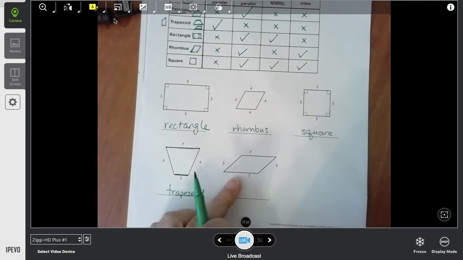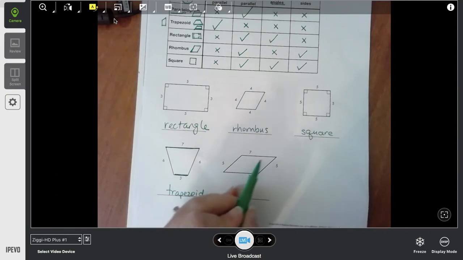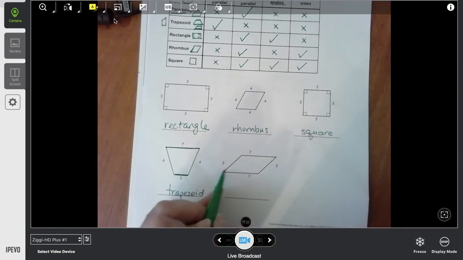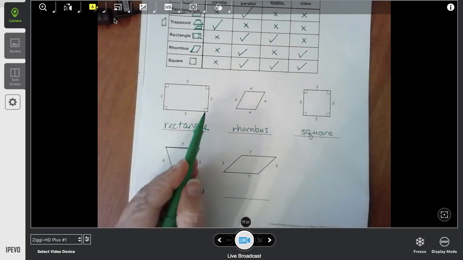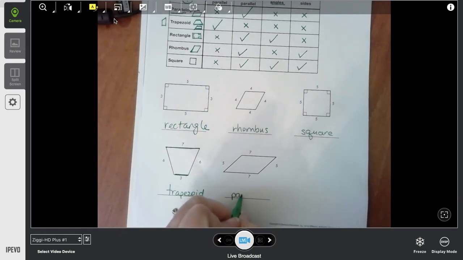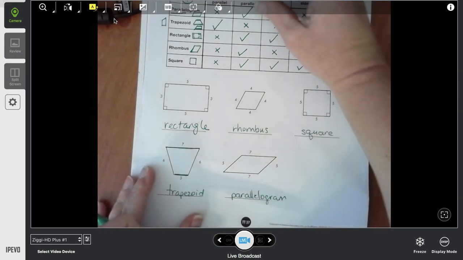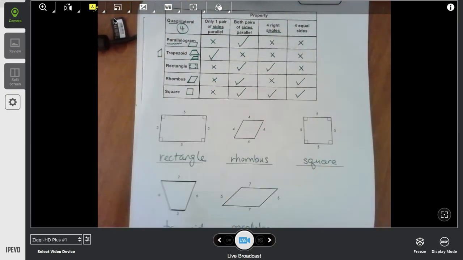And last but not least, we have opposite sides equal, 7 and 7, 5 and 5. We have two pairs of parallel sides. So it looks like a rectangle that's been smushed. The reason it's not a rectangle is because it doesn't have right angles like this rectangle. So this one is a parallelogram. Okay? All right, so that's identifying some of these special quadrilaterals from our shapes.